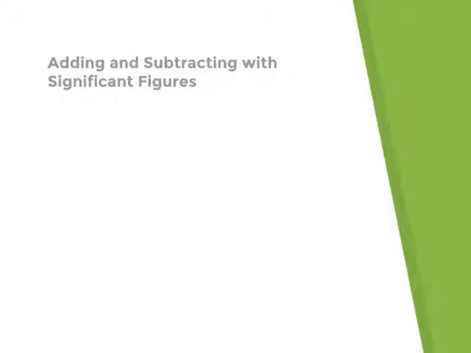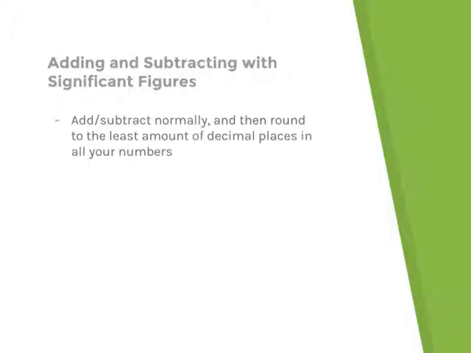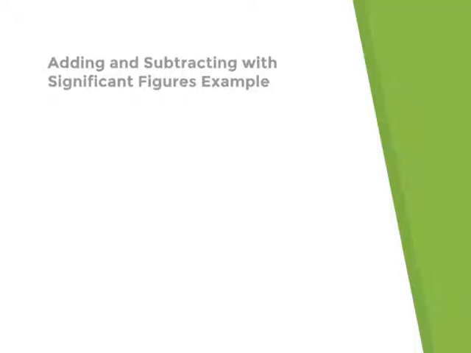So let's talk about operations with significant figures. So first up, addition and subtraction. For these, you want to add and subtract normally, and then round to the least amount of decimal places in all the numbers that you performed operations on. So disregard all the numbers before the decimal point and just focus on what comes after it. So I'll give you one to try on your own and see. What is 5.555 plus 3.3 minus 7.7777?